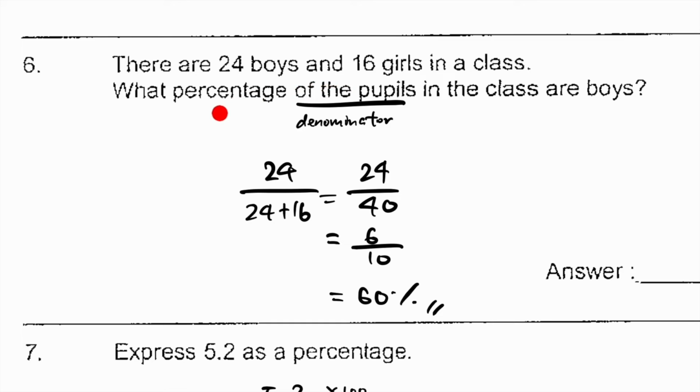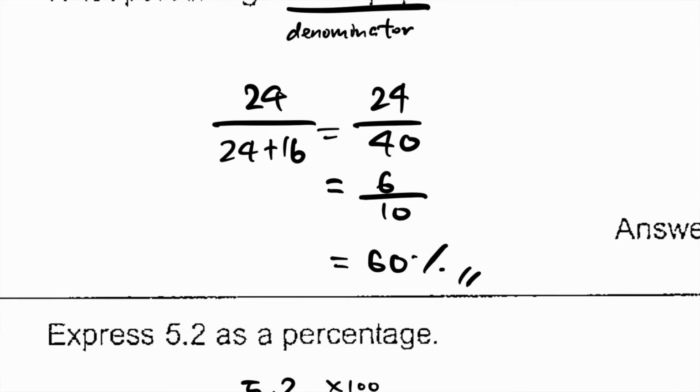There are 24 boys, 16 girls in a class. What percentage of the pupils are boys? Now, when I see of the pupils, I think of the total pupils as the denominator. So the denominator is 24 plus 16. The number of boys is 24. So that gives us 24 over 40. And then if we divide both sides by 4, that becomes 6 over 10. And what's nice about 6 over 10? It's also known as 60 over 100, also known as 60%.